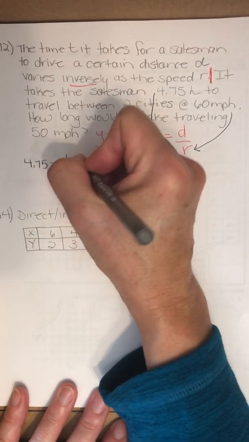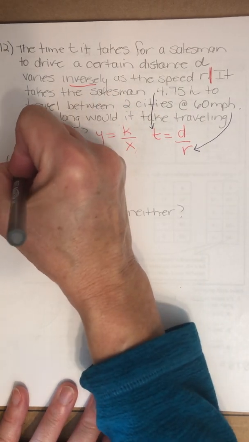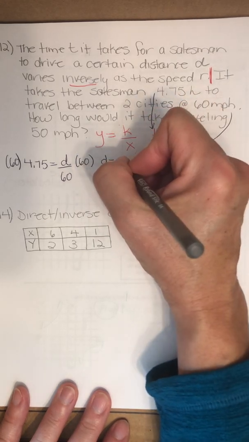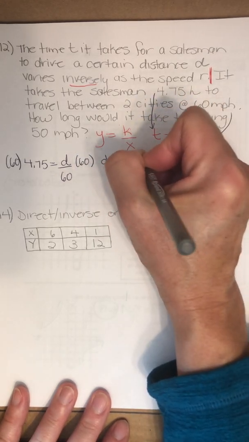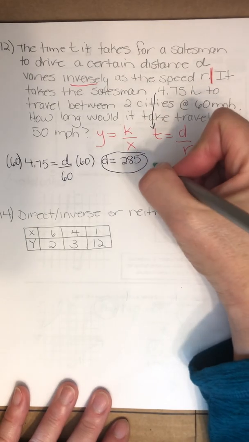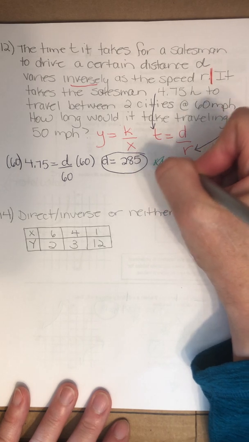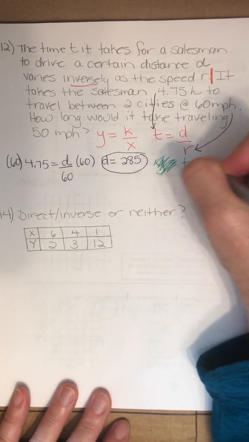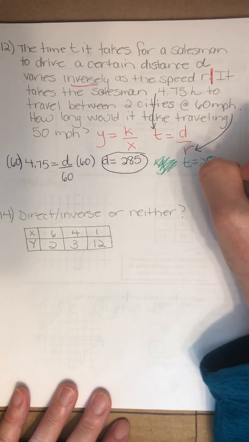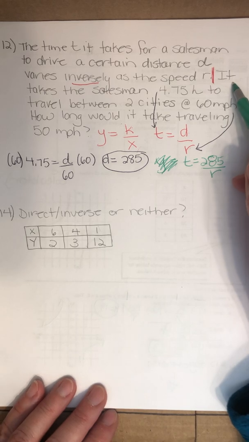Let's multiply both sides by 60 to solve for d. And when we get that, d equals 285. Okay, let's update our equation in a different color. We now know our equation is, whoopsie daisy, not y, t equals 285 over the rate. Okay, I'm assuming, let's keep reading now.